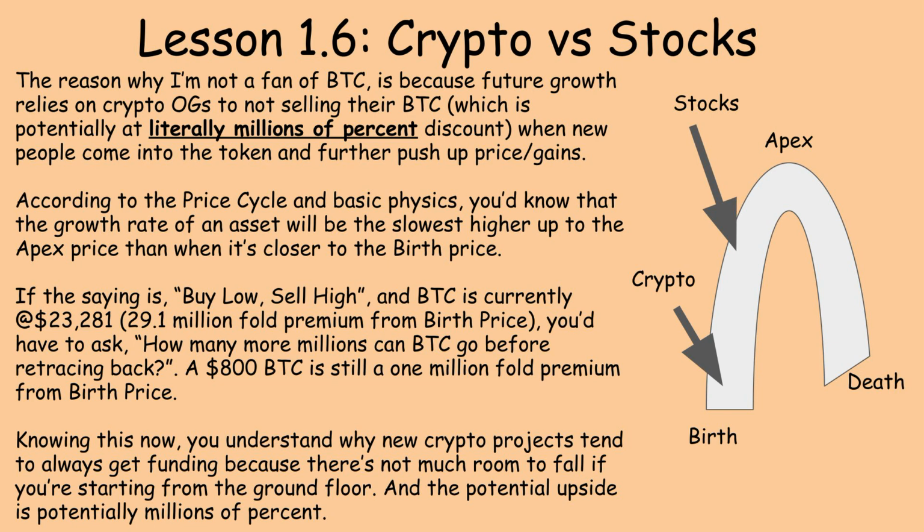And just as an example, an $800 Bitcoin, which right now seems impossible to ever happen, is still a 1 million fold premium from birth price. So, in the case of an extreme Bitcoin bear market extended 3 years, 5 years, 7 years, whatever, if it ever were to go down to $800 per Bitcoin, it's still a 1 million fold premium from 0.008 originally. Knowing this, you understand why new crypto projects tend to always get funding, because there's not much room to fall if you're starting from the ground floor, and the potential upside is potentially millions of percent.